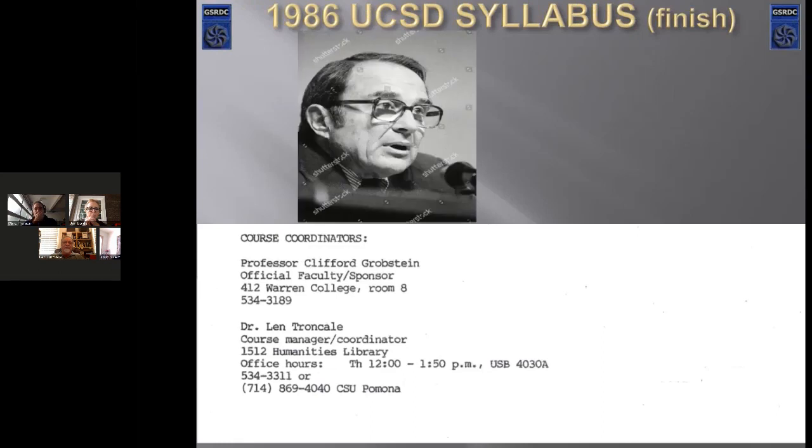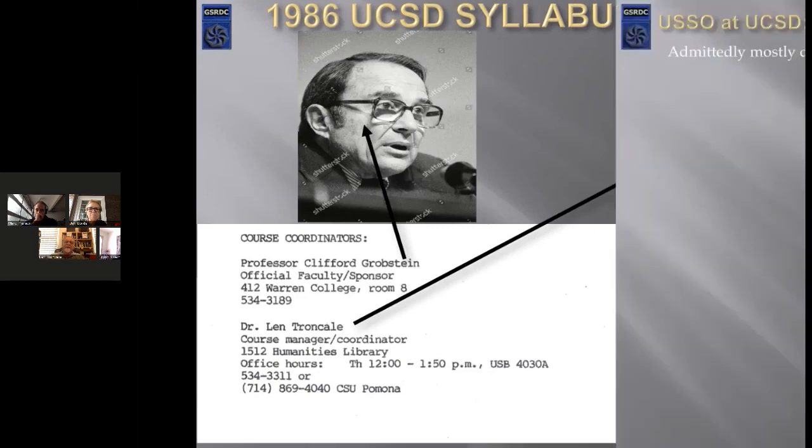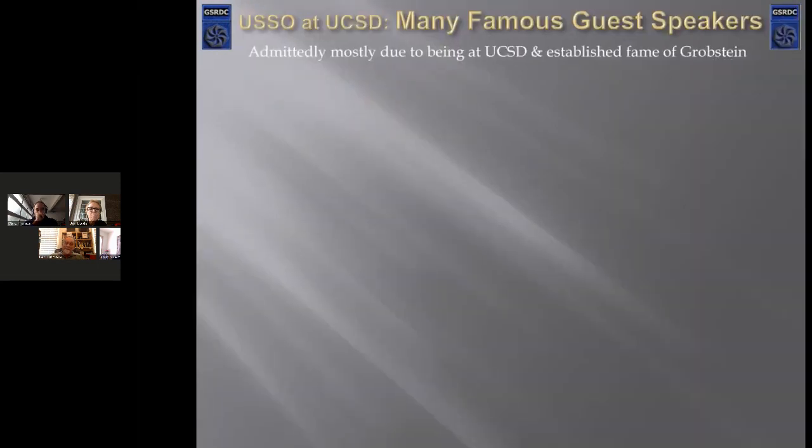So Clifford Grobstein and I met because he was a famous developmental biologist, and I wanted to meet him because I was living between Cal Poly, which is in Pomona, and San Diego. And of course, he allowed me to become the coordinator and design this course on the origins of everything, really, which is a popular title for books nowadays. But I want to say that it was because of Clifford Grobstein that we got all these famous people. It wasn't because of me.